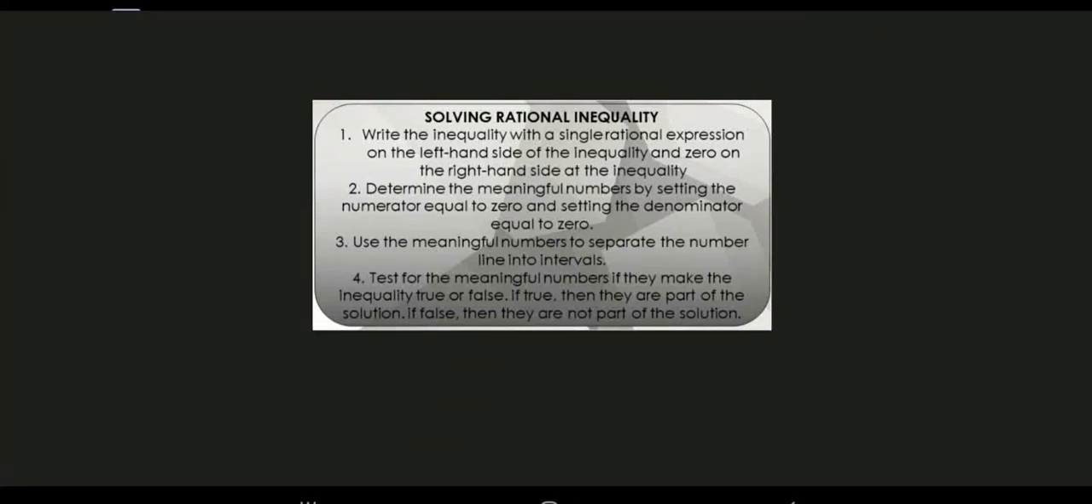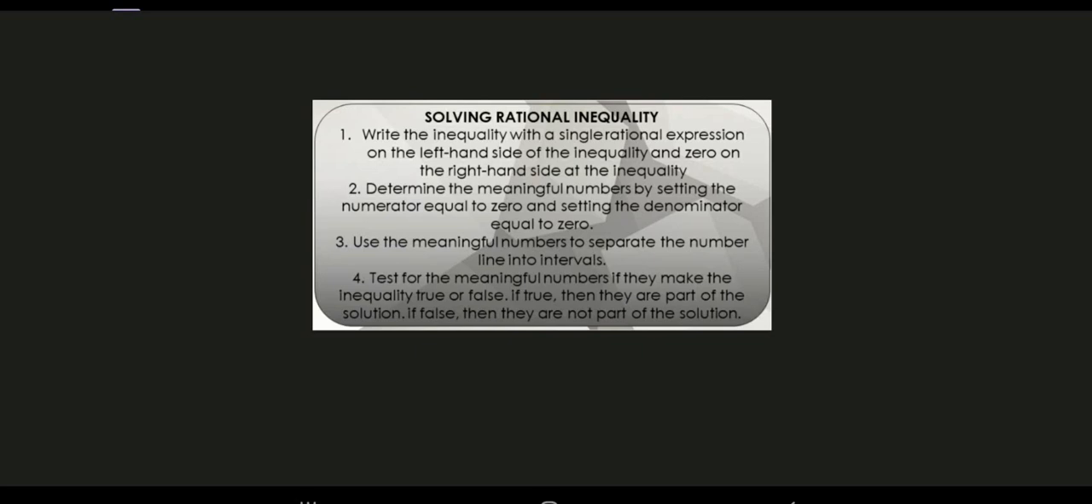Hi, good day everyone. This video is about solving rational inequality. Again, a rational inequality is composed of rational expressions combined with different inequality symbols or signs. So to solve a rational inequality, we have here just given steps.